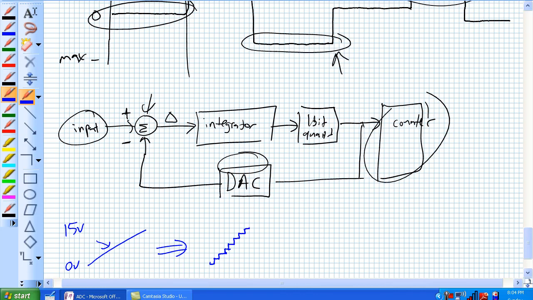We should have 16 natural steps indicating 0 to 15 volts. Okay, so that's what you would expect. But you might get a missing value there. So notice that skip step right there.